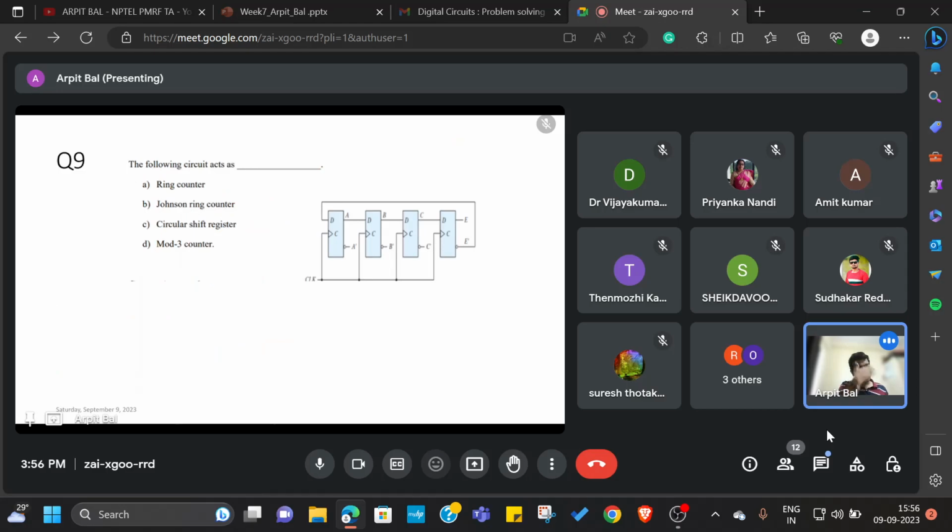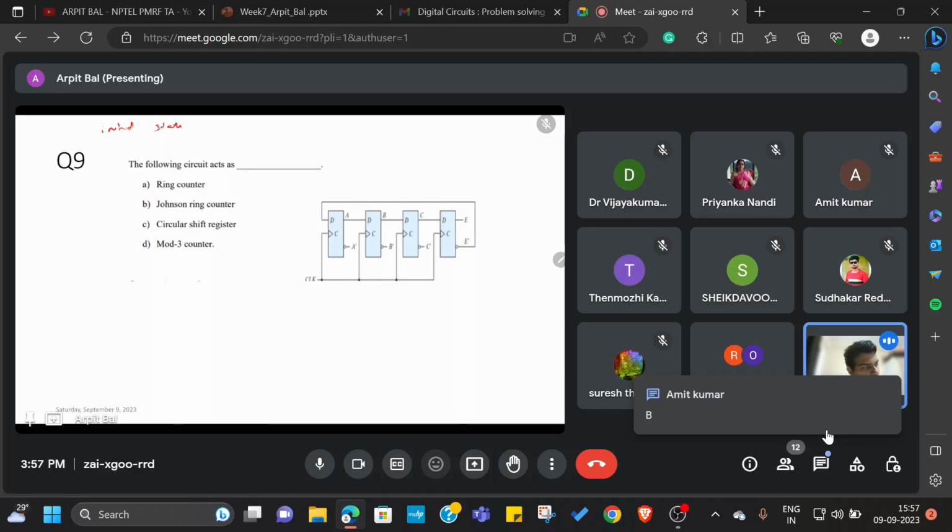Okay, so then we are given a circuit and we need to figure out what the following circuit does. There are many methods. If you are used to seeing this figure, then you can directly answer what it is, or else you can figure out what this circuit does by assuming an initial state.